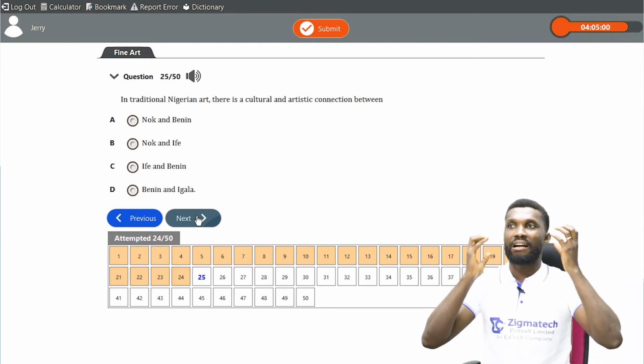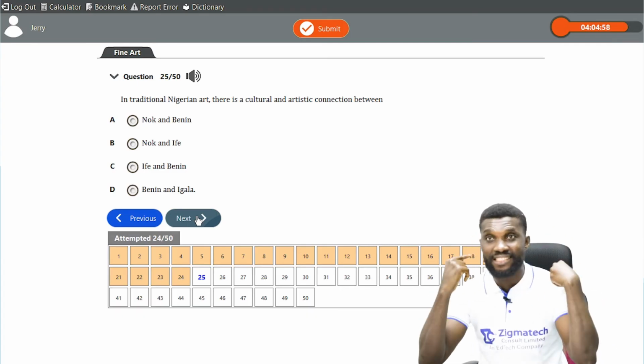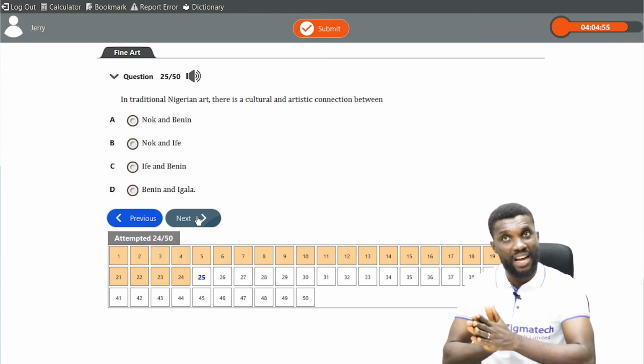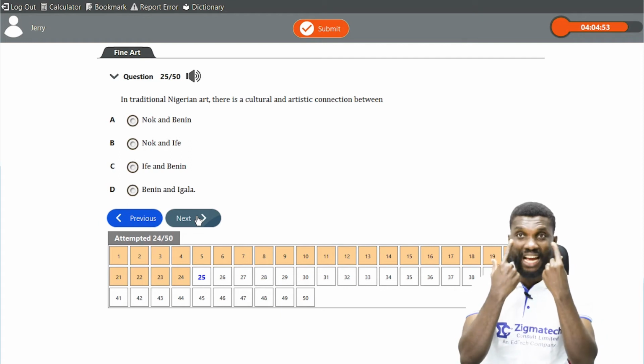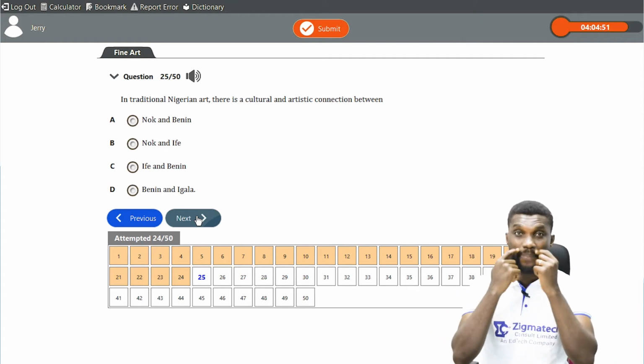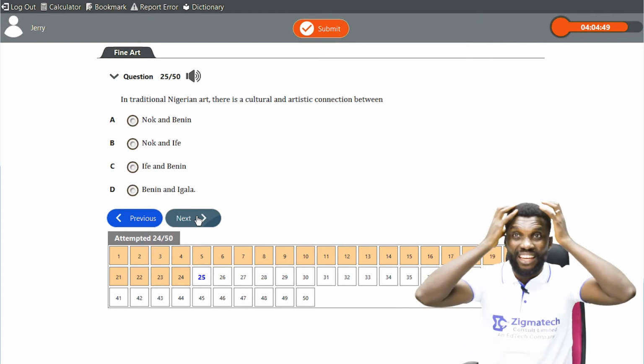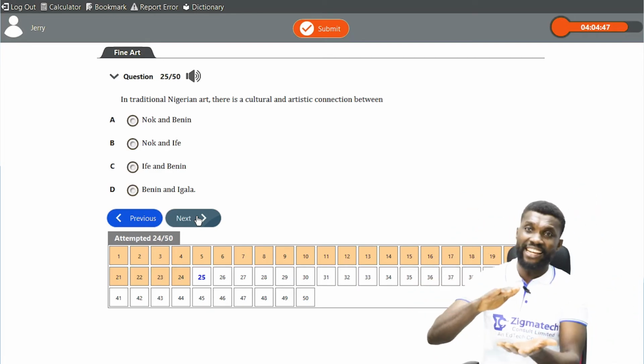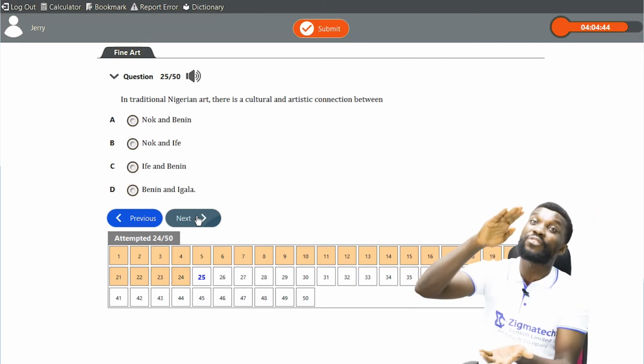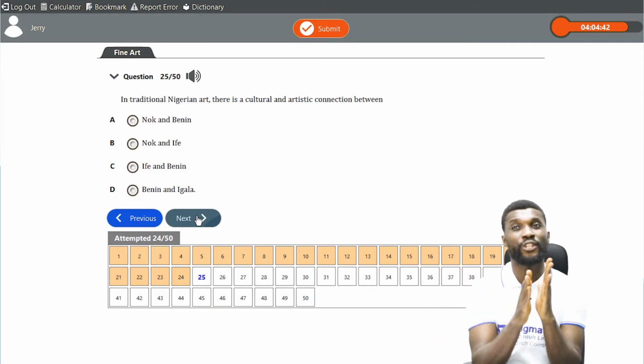Their works have triangular eyes. These are the characteristic features of the Nok art. They have triangular eyes. The pupils of the eyes are pierced. Even the nostrils are pierced. The ears are pierced. So they have elaborate hairdos. Now, they range from 10 centimeters to 1.5 meters in height. Now, this is for the Nok art.